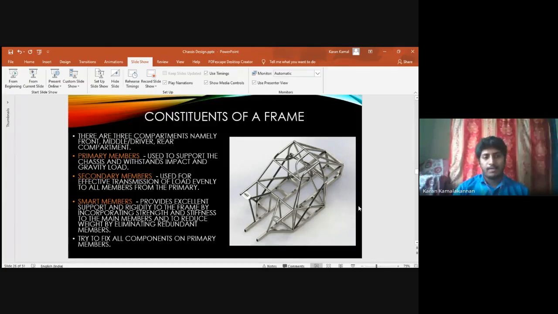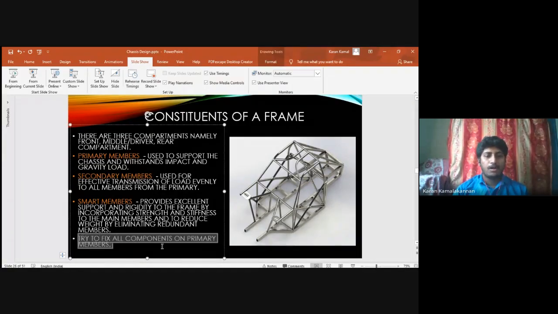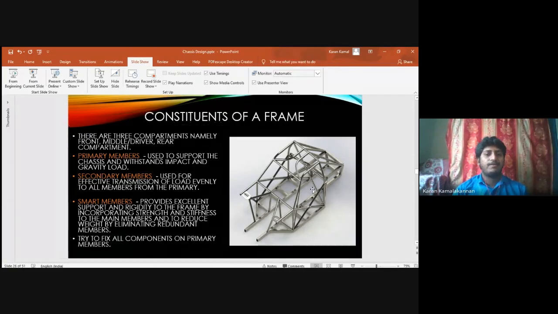And next are the secondary members. Secondary members are usually used for mounting other components and for taking the load from the primary members, to reduce the stress in stress-critical areas. Next are the smart members. If you are optimizing in a better way, you can get the strength and stiffness by changing the cross section or the material type. That kind of thing falls under smart members. And one suggestion: always try to fix all the components on the primary members, particularly on the nodes.